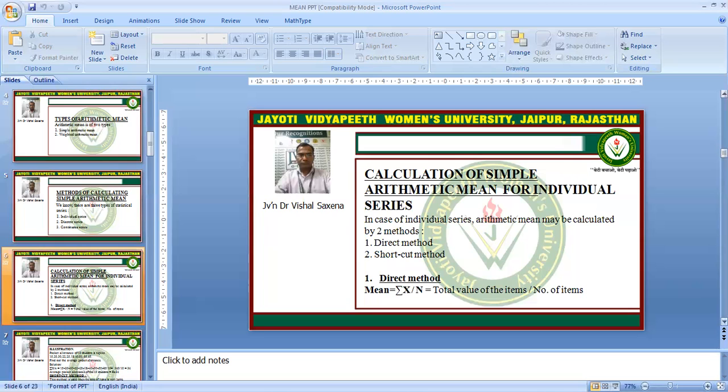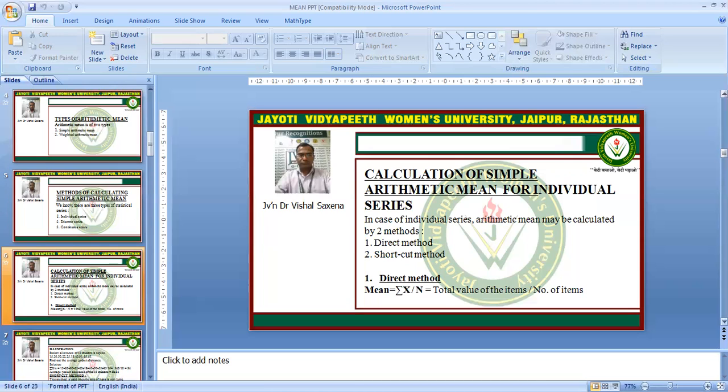First, we take the calculation of simple arithmetic mean for individual series. In case of individual series, the arithmetic mean may be calculated by two methods. One is called the direct method, and second is called the shortcut method.